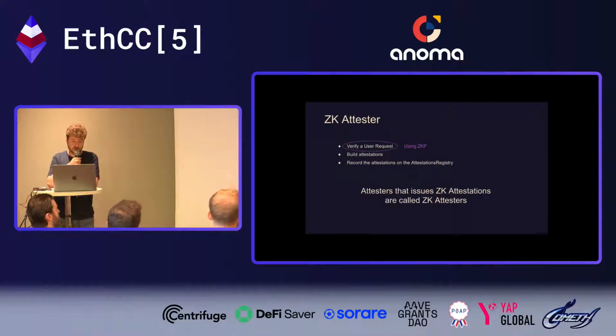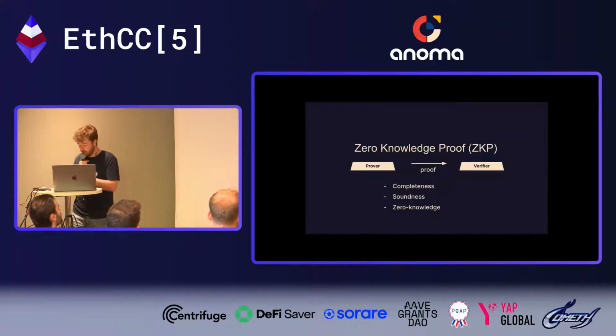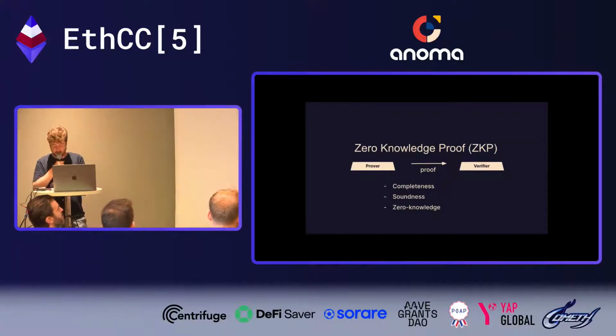So when you have a ZK attester, it's just that the verification of the user request is done using a zero knowledge proof. So the ZK attesters are just attesters that issue ZK attestations. So what is a zero knowledge proof? A zero knowledge proof is a new cryptographic primitive that allows a prover to prove something to a verifier with three main properties.